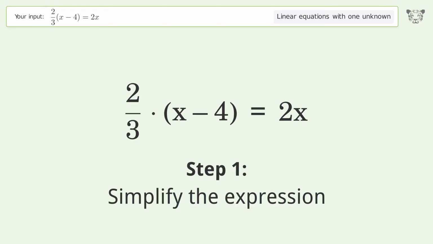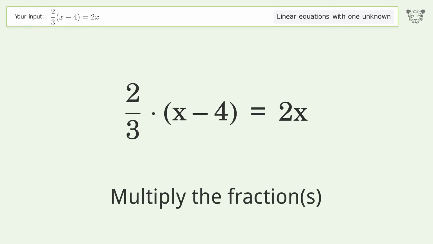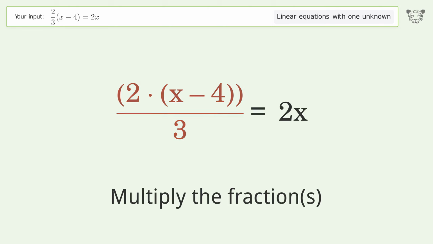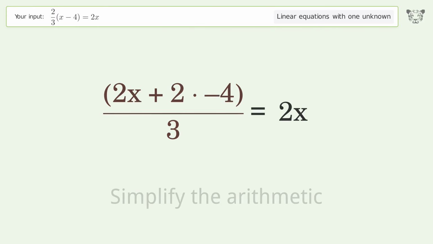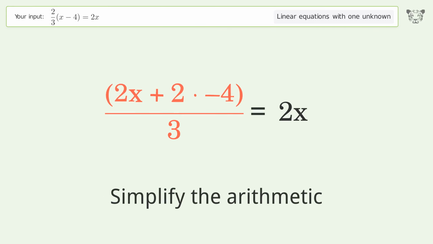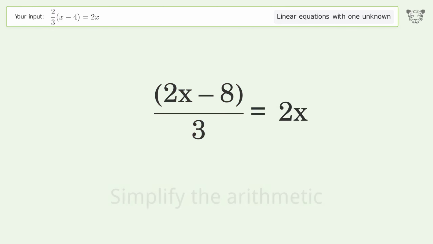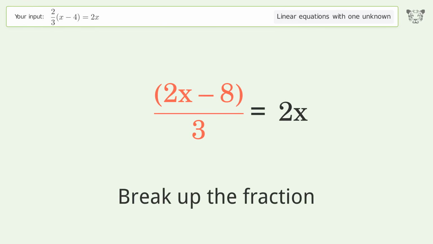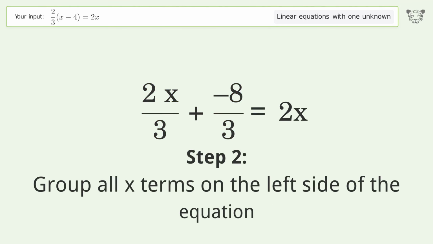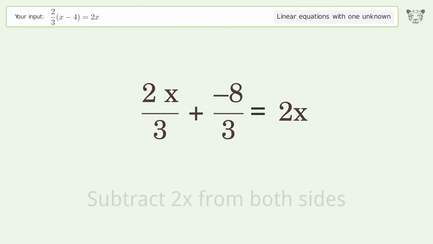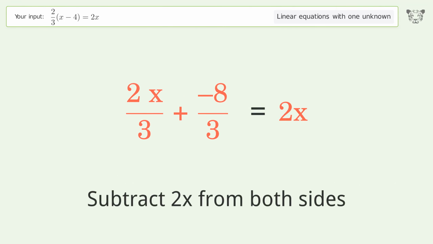Simplify the expression. Multiply the fractions. Expand the parentheses. Simplify the arithmetic. Break up the fraction. Group all x terms on the left side of the equation. Subtract 2x from both sides.